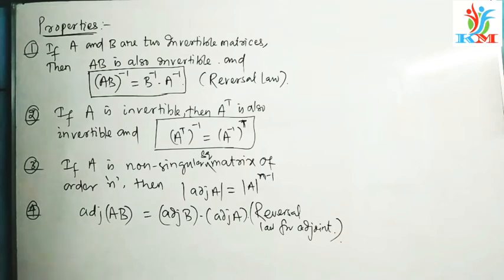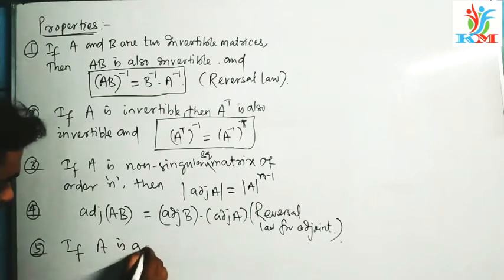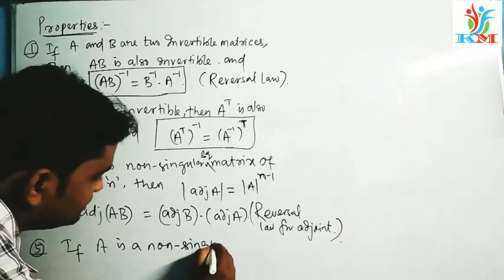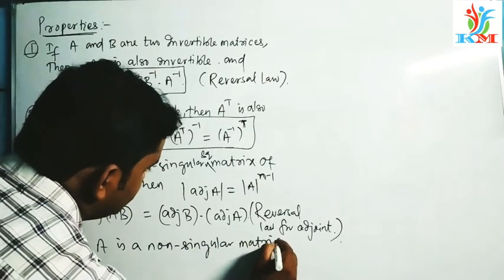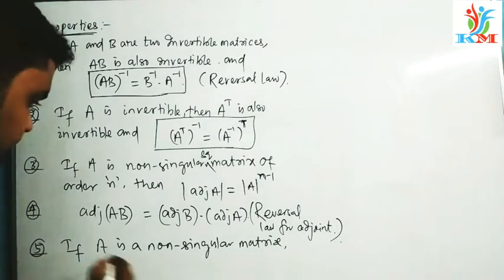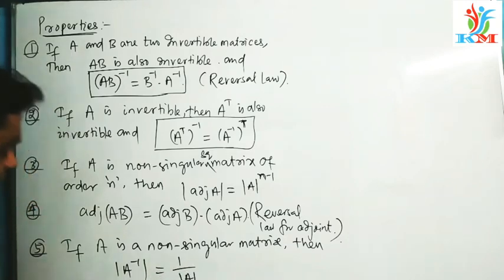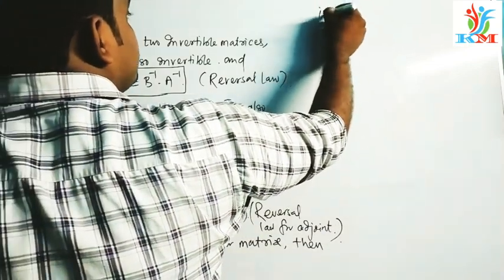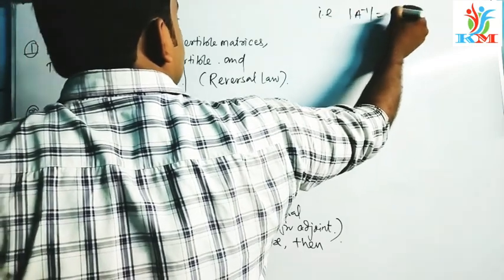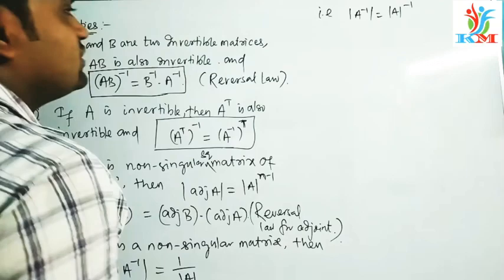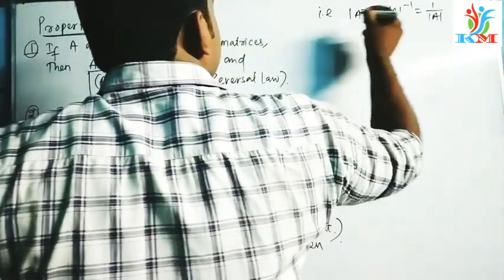And next property is, if A is a non-singular matrix, that means its determinant is non-zero, then determinant of A inverse is equal to 1 upon determinant of A. That is, determinant of A inverse is equal to determinant of A to the power minus 1, which is equal to 1 upon determinant of A.